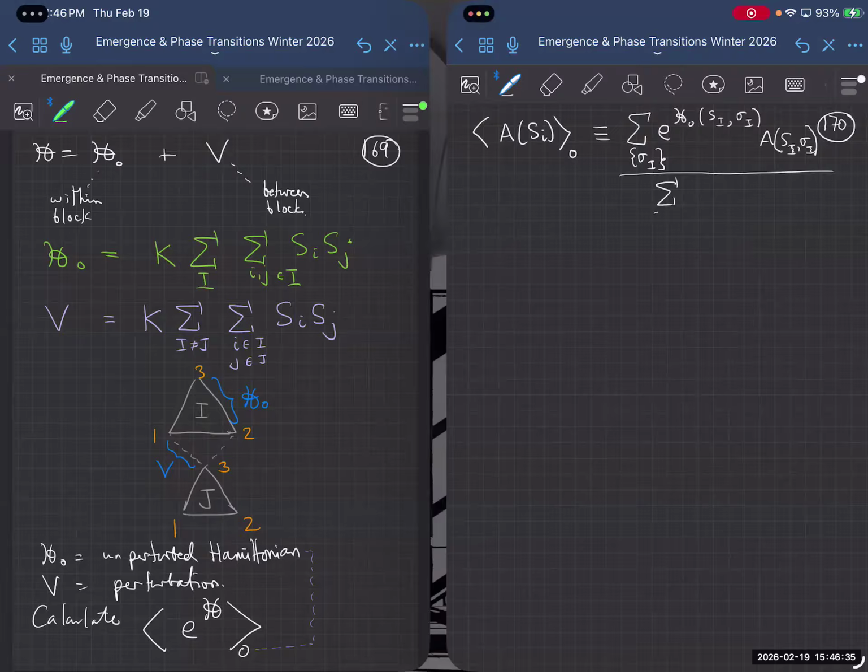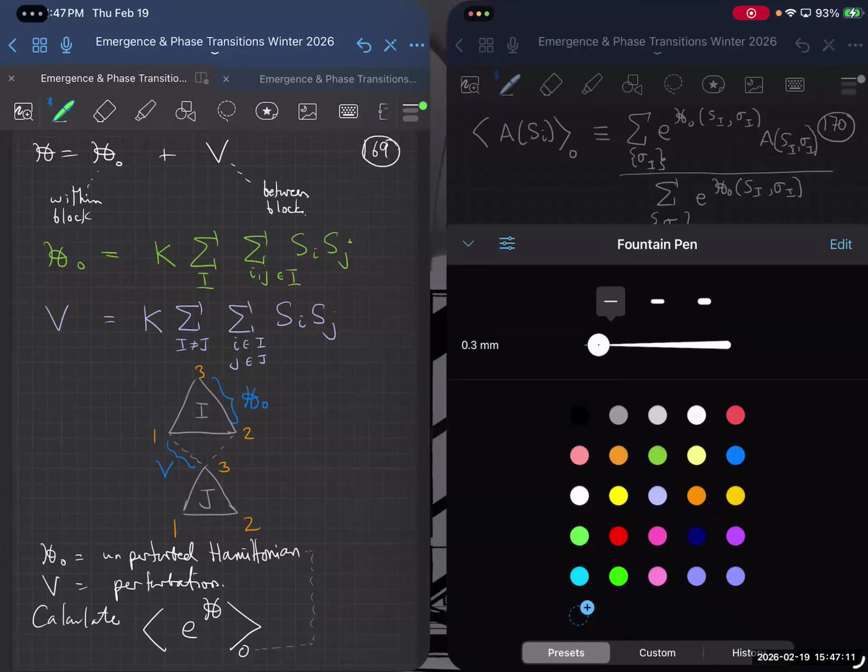And then I'm going to normalize it at the bottom by the partition function. And the partition function is just the sum over sigma of e to the H naught of the S_i and the sigmas. Okay, so if I assume that there were no interactions between the blocks, then any expectation value of any quantity would simply be: take the probability distribution, which is the Boltzmann factor e to the H naught, divided by the partition function. Okay. So that's the definition of that.